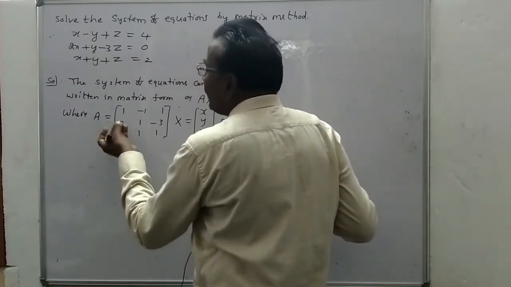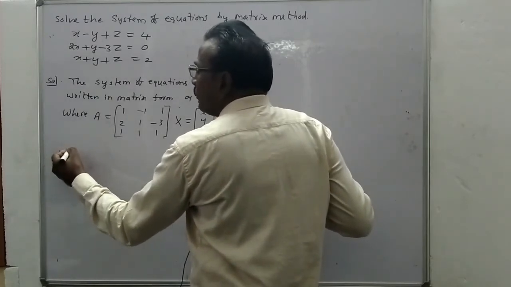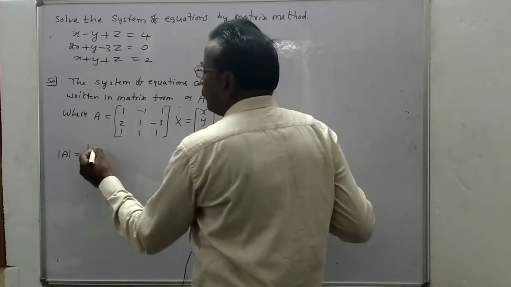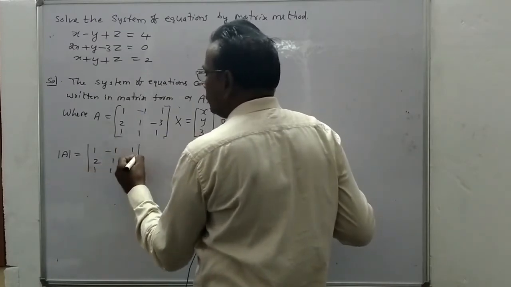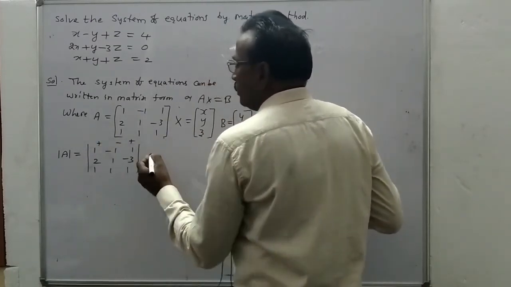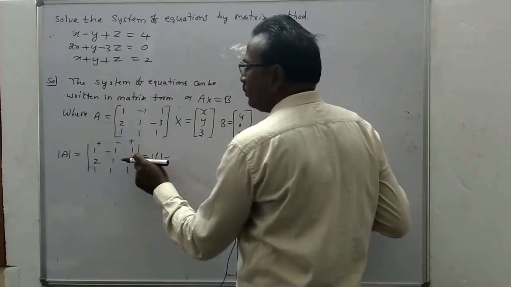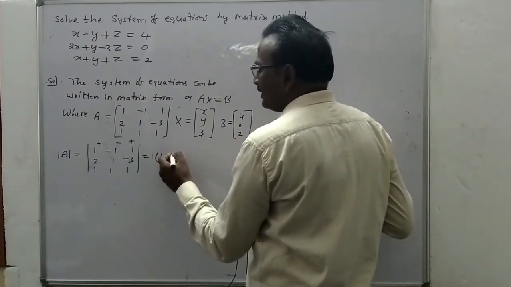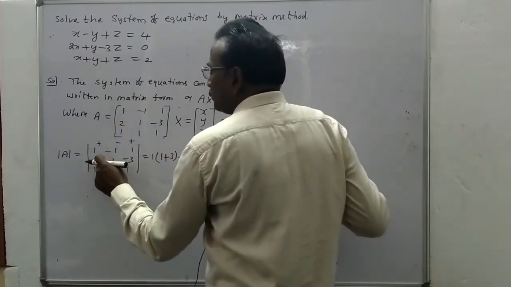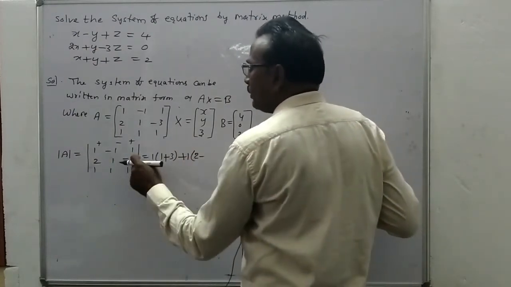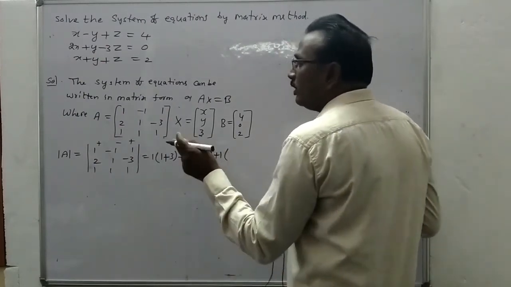So there is a lengthy process in this question, right? First find the determinant of A. Determinant of A is equal to the determinant of 1, minus 1, 1, 2, 1, minus 3, 1, 1, 1. Expand along R1. 1 into 1, delete the first row, first column: 1 ones are 1, minus of 1 into minus 3 is minus 3, minus of minus 3 is plus 3. Minus of minus 1, that is plus 1, into delete the first row, second column: 2 ones are 2, minus 1 into minus 3 is minus 3, minus of minus 3 is plus 3.